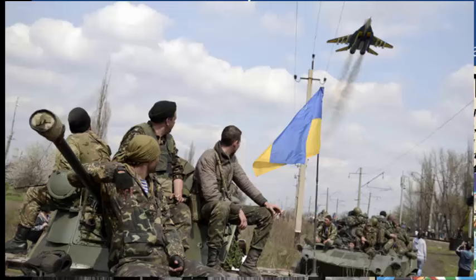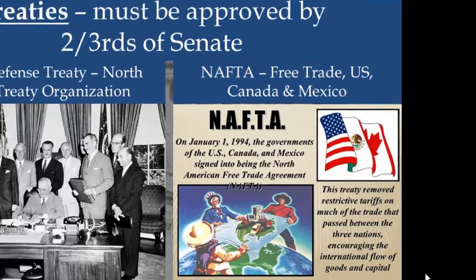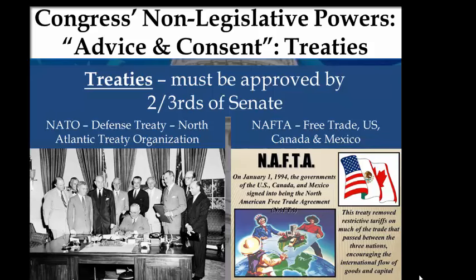Now, another treaty you need to know is NAFTA, North American Free Trade Agreement. And this is a treaty between the U.S., Canada, and Mexico in which we trade with each other without taxing each other's imports. We'll come back to these two treaties later this year, but the important thing to remember is that even though the president signs treaties, they must be approved by the Senate.